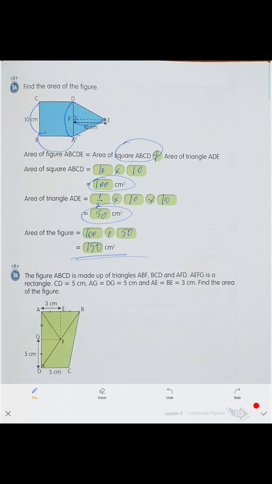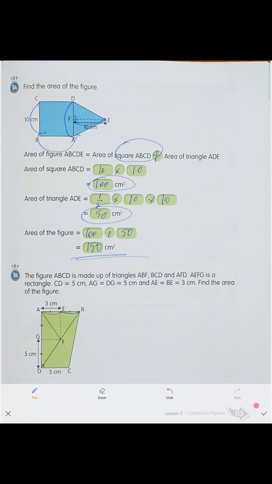AEFG is a rectangle. So this, they're talking about this rectangle, right? And they tell us the size. All right, this is important just to notice. When you see these small things like little lines, right, on the sides, it means that they are equal. And this is what they tell us.